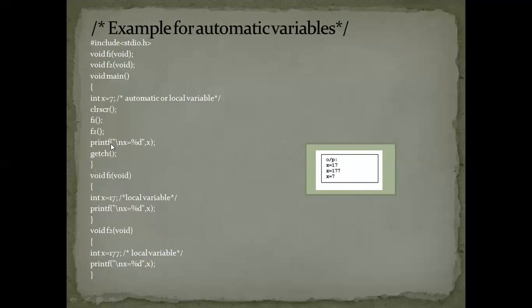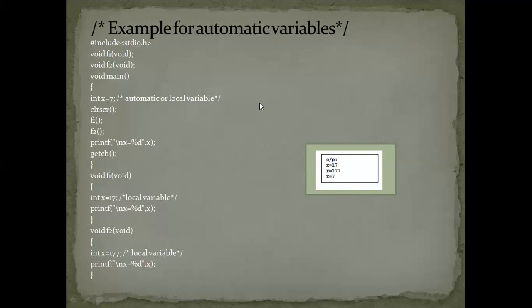Okay, listen, after performing these two functions, finally I am going to print the value of x, which is declared and initialized within the main function. So what is the value of x here? 7. So finally I am going to print 7 as the x value. Understood?